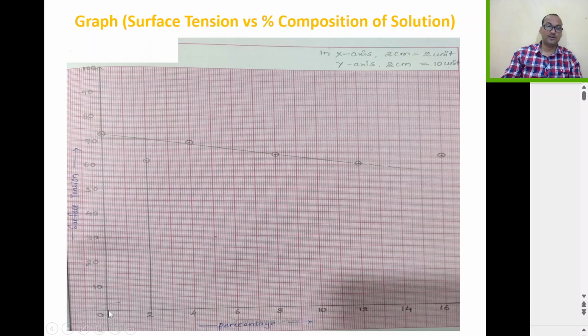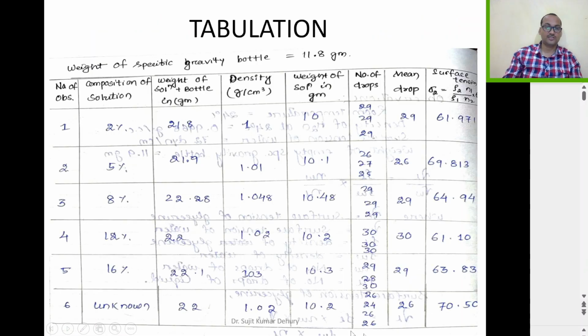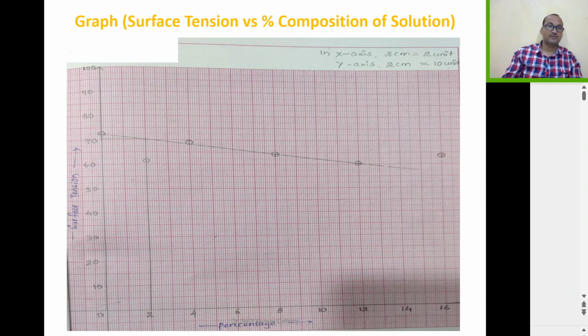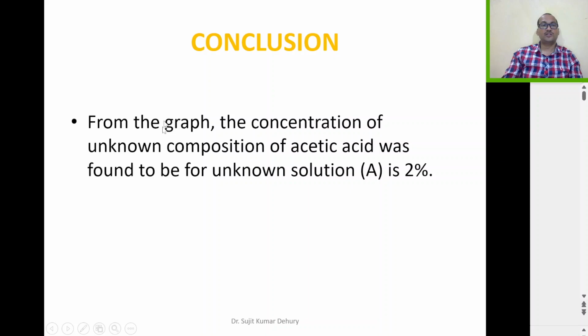So if you plot the graph of surface tension versus percentage of solution, you will get a graph like this. And for the unknown solution, the surface tension we have got is 70.50. So from 70.50 we draw the line and it crosses here, then you need to extrapolate here and it is found to be 2%. So in conclusion we can say, from the graph the concentration of the unknown composition of acetic acid was found to be 2%.